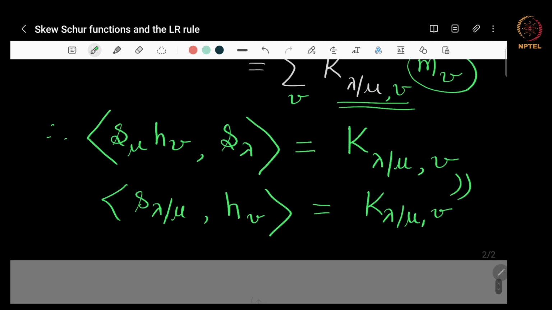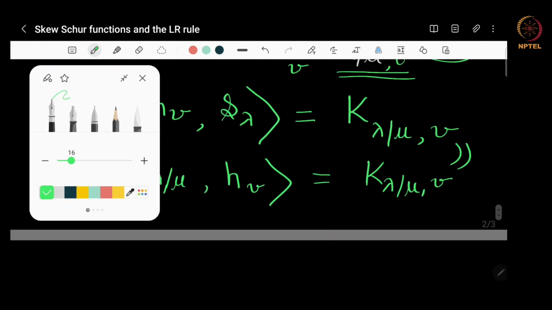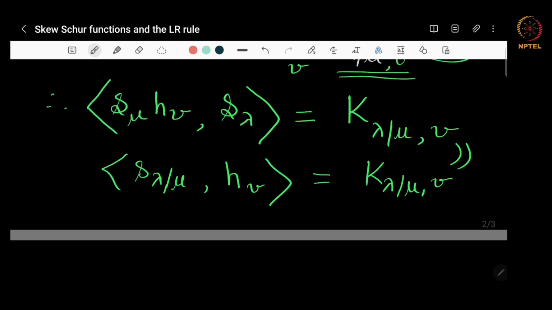So this is an interesting identity. This sort of tells you what Skew Schur functions really are. You should think of them as being the functions which satisfy this identity, that the Skew Schur function is that unique function whose inner product with all the h's is given in the following manner.